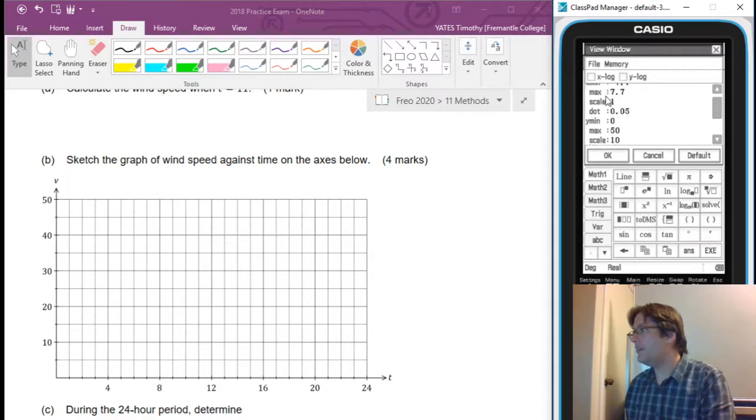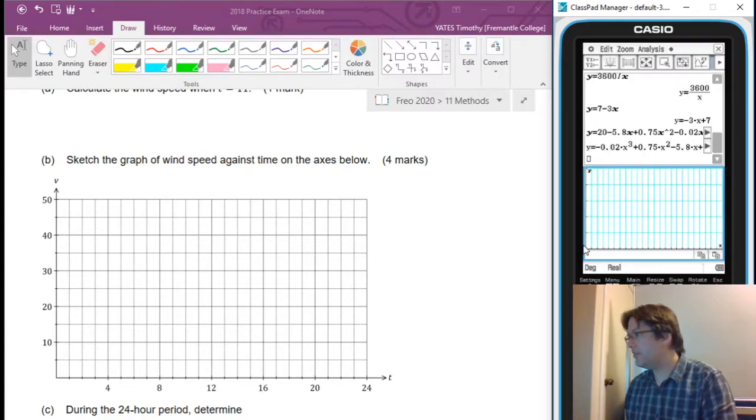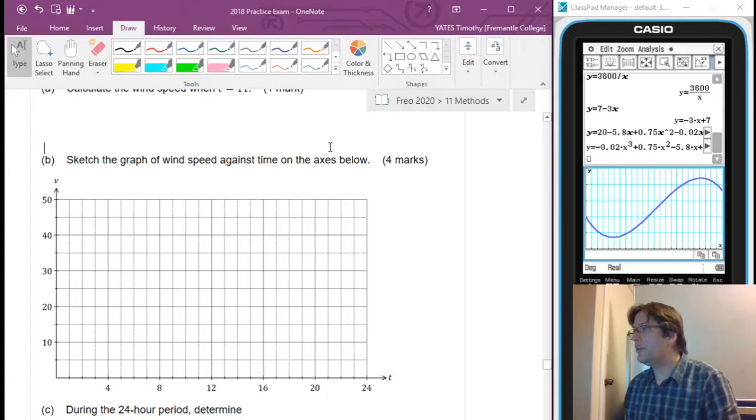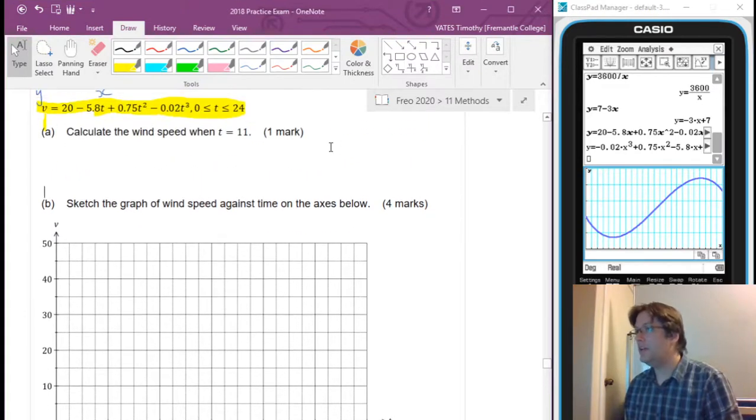And then the x is going to be from 0 to 24. And that looks like a scale of 1 there. So let's see how that looks. There we go. And that should be the same one we've got there. So let's drag that in there. There we go. Okay, so now the thing that it was asking for up here was to calculate this with the wind speed when t equals 11.